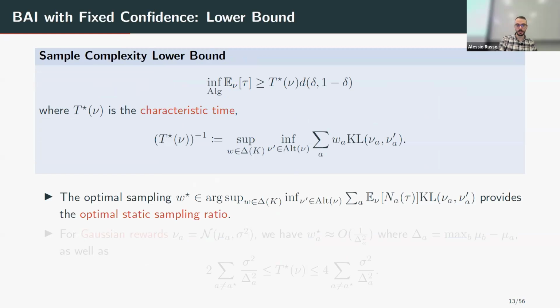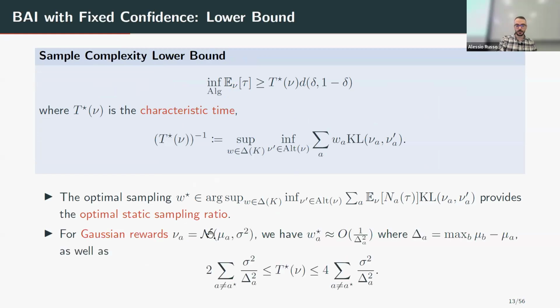We also show that the optimal sampling rule here, w star in the Gaussian case, is roughly proportional to 1 over the gap squared inverse. And when you select this specific sampling rule, we show that the characteristic time T star, so the result of this optimization problem, is upper bounded by this quantity. But we also show the lower bound on T star, which is basically the same quantity up to a constant factor 2. So in the Gaussian case, we are able to show the value of T star up to a multiplicative constant.